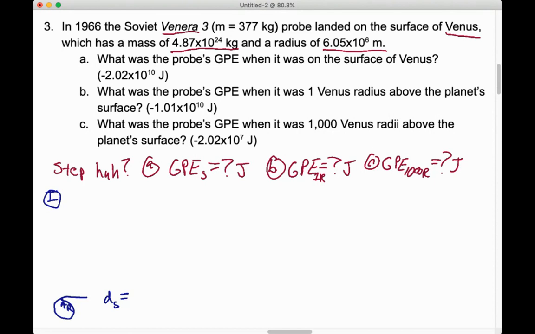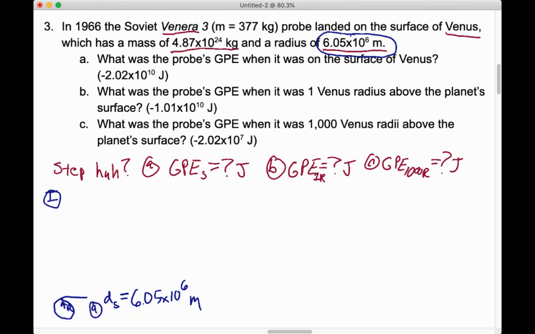Remember, when you're doing these things and you're dealing with spheres, you measure your distances from the center of the sphere, and you pretend all of the mass is at the center of the sphere. So anyhow, D sub S is just this number right here. That is the radius of Venus. Because when you're on the surface of Venus, you are 1 Venus radius away from the center of Venus. So 6.05 times 10 to the 6th meters. So that's for part A.